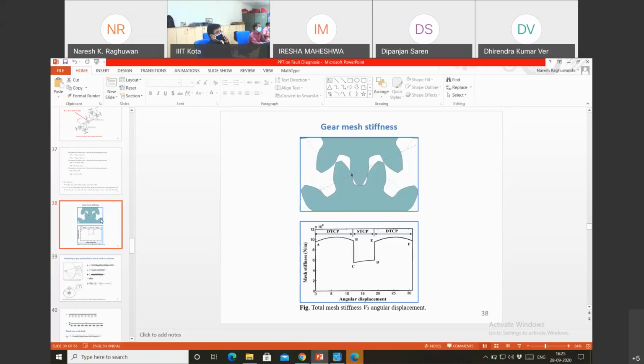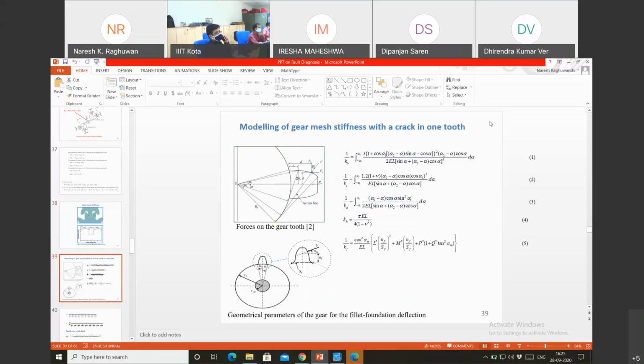A very basic doubt: I just want to ask whether we are considering the effect of backlash here in calculating the stiffness. In these equations, the backlash contact is not considered. We are assuming that there is no backlash contact. Researchers are doing their best on this category.